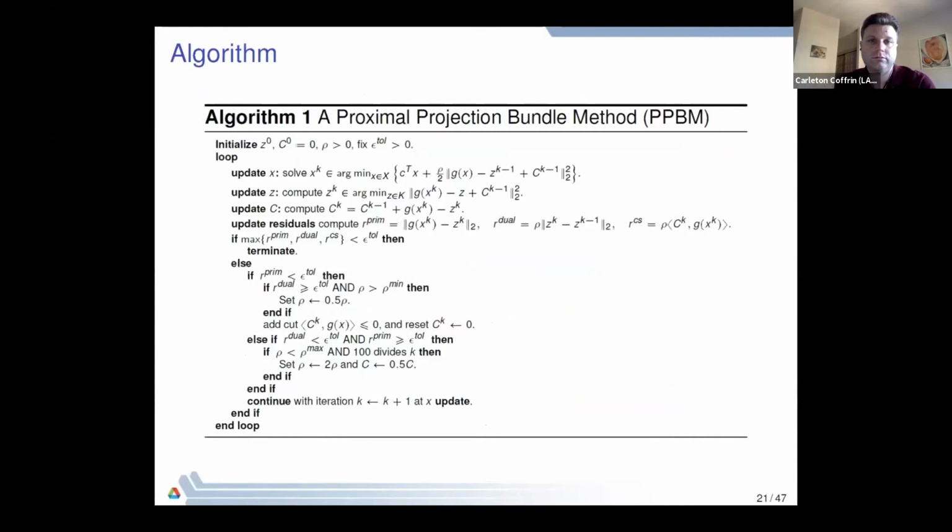But we also maintain the residuals associated with primal dual feasibility and complementary slackness. We use this information to inform when we should add valid cuts, when we should reset the dual matrix, or when we should adjust rho.